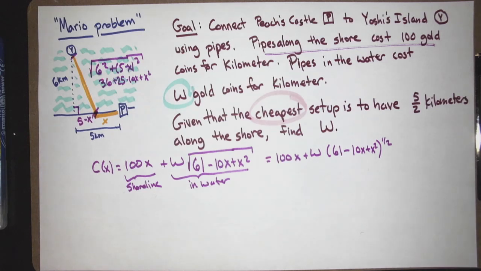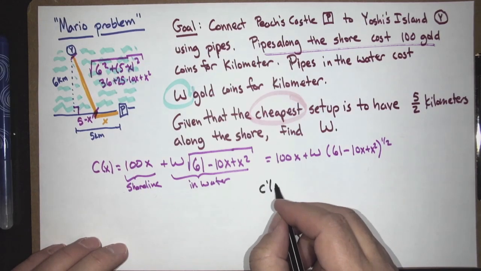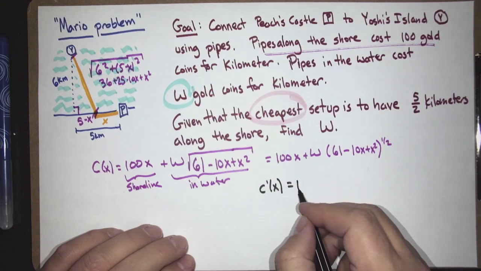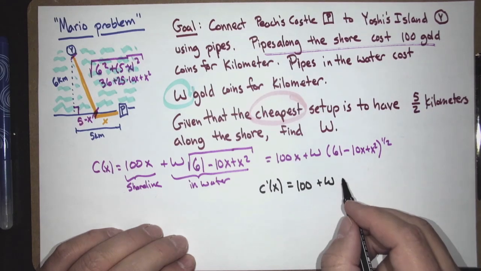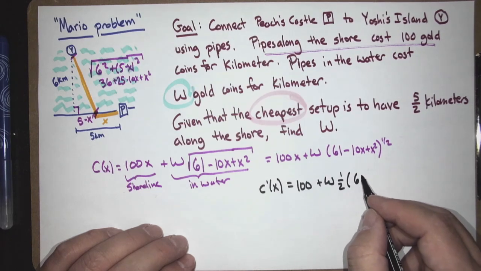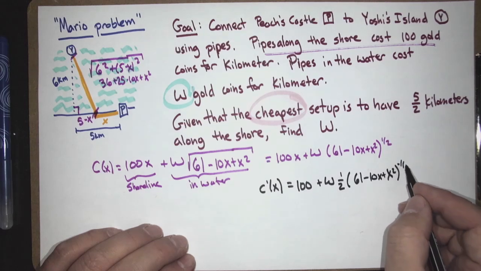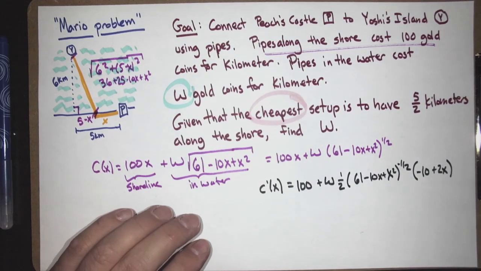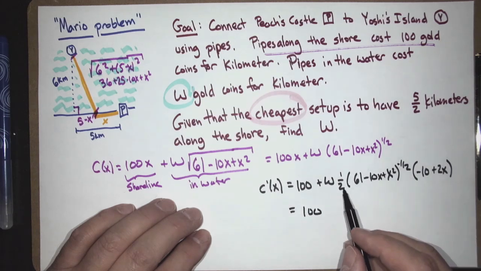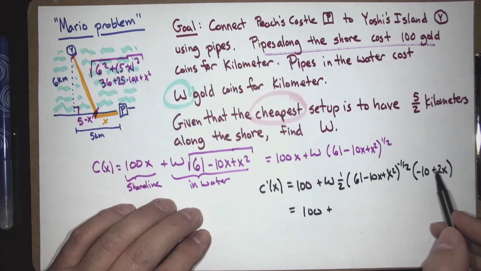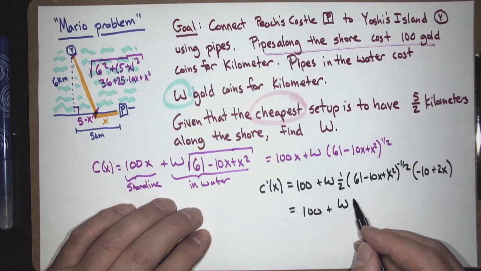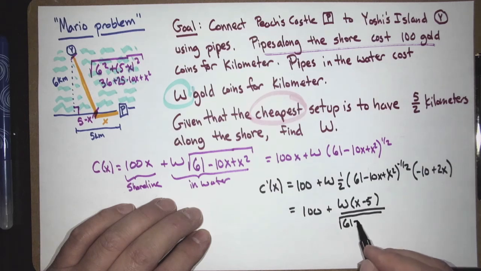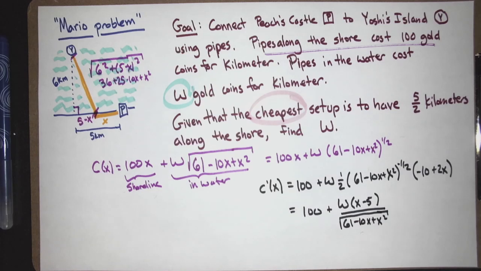So we have c prime of x is equal to 100. Okay, that's good. W, and then this expression. Well, 1/2 times 61 minus 10x plus x squared to the minus 1/2. Anything else? Times negative 10 plus 2x. Okay, well, that's 100 plus, here I can take this 2 and divide it upstairs into that minus 10 plus 2x. So I can write that as w times x minus 5 over this square root. So this is the square root of 61 minus 10x plus x squared. All right, so that's our derivative.